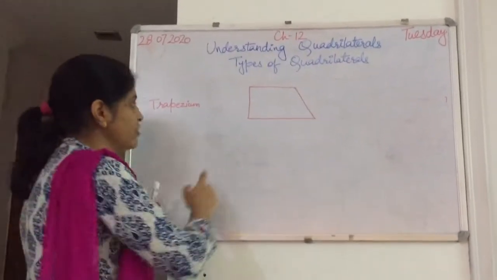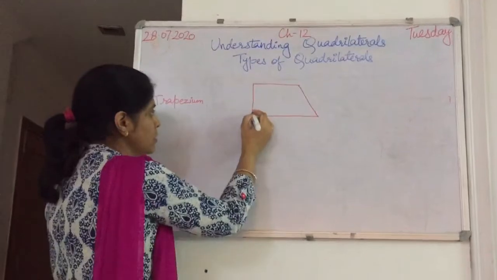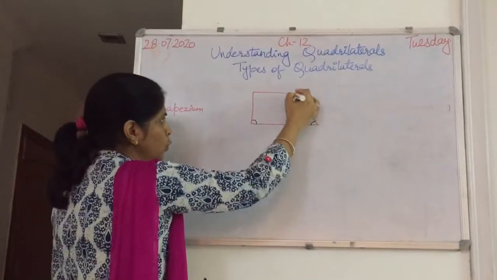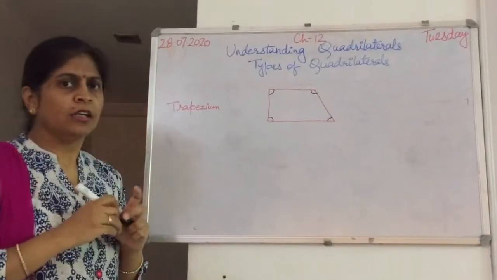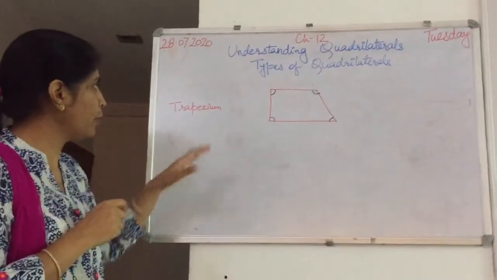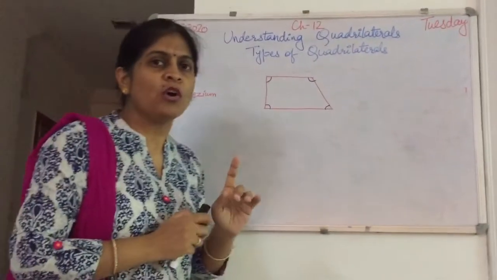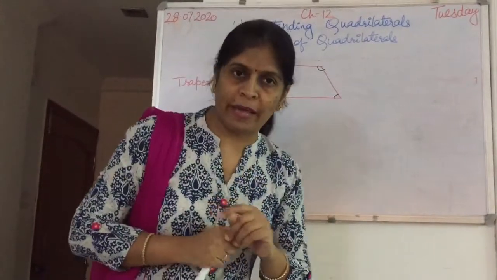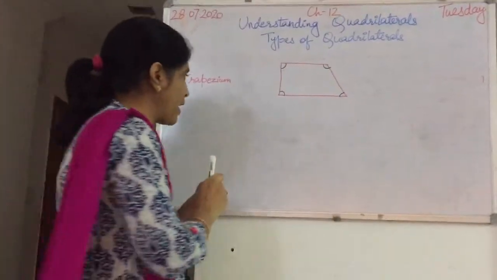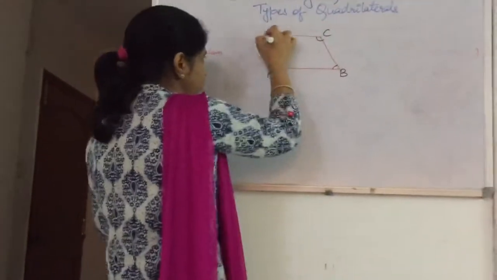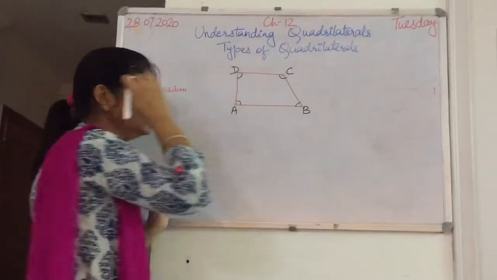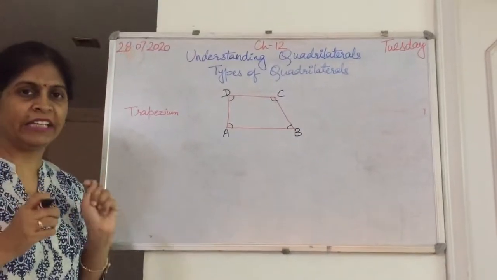In trapezium, first we can see that it has four angles, 1, 2, 3, 4, and four sides. Now if we talk about trapezium, it has only one pair of parallel sides. Which pair is parallel? If I give the names A, B, C, D, then AB is parallel to CD. They will never meet each other.